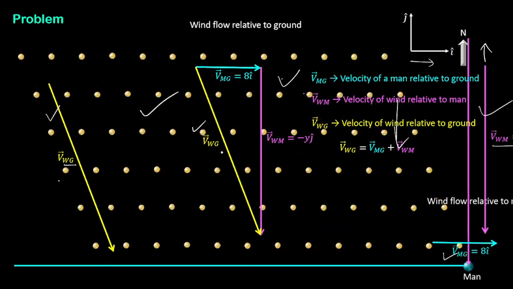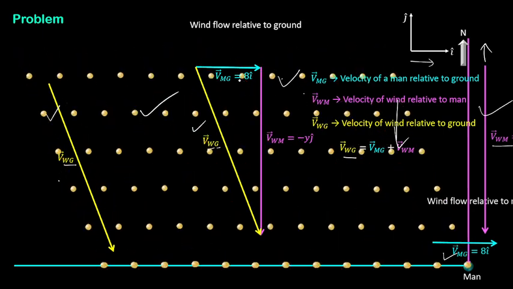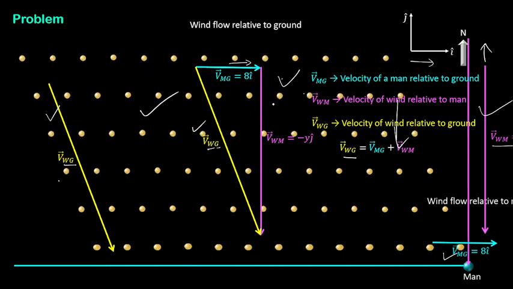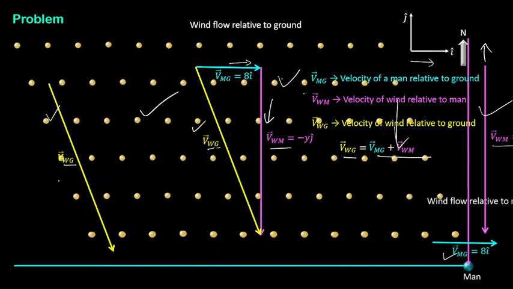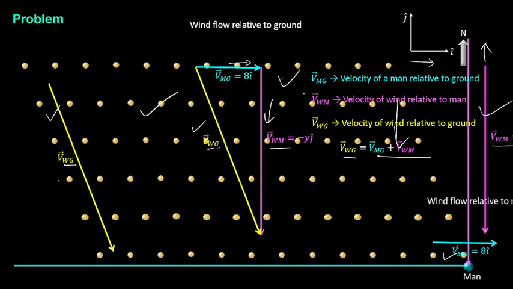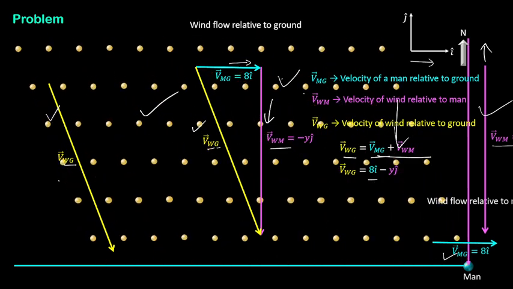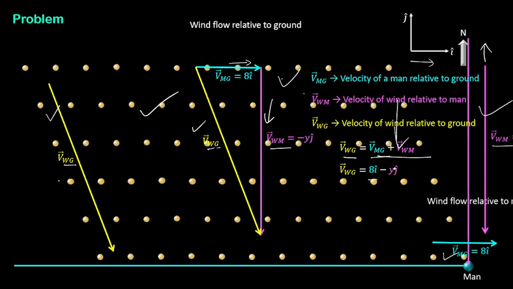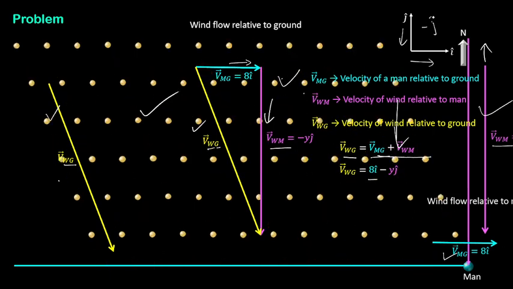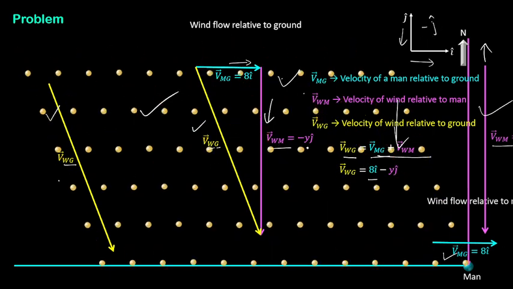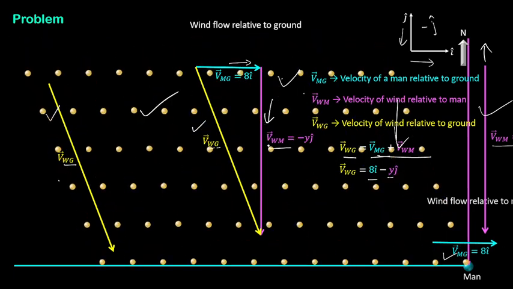So according to the concept of relative velocity, the velocity of wind relative to ground is equal to the velocity of man relative to ground plus velocity of wind relative to man. This is simply the equation of relative velocities. So velocity of man relative to ground is 8 km per hour, while the velocity of wind relative to man is in the opposite direction to j cap. So opposite direction to j cap is simply minus j cap. Okay, and the velocity may be written as minus y times j cap, y representing the magnitude of velocity of the wind relative to man.